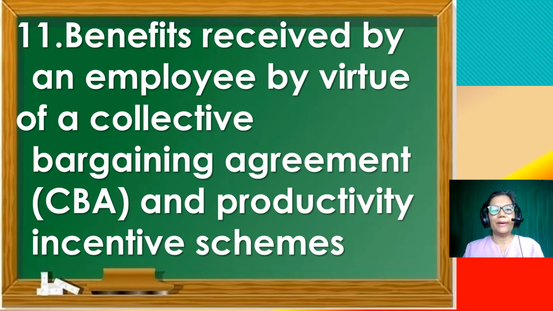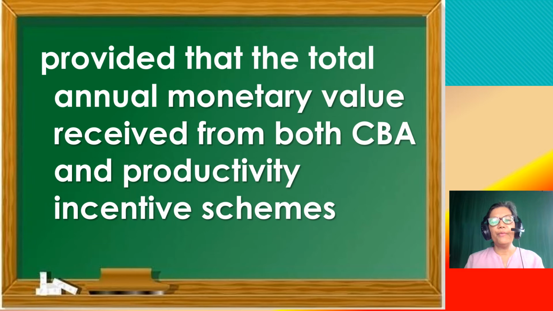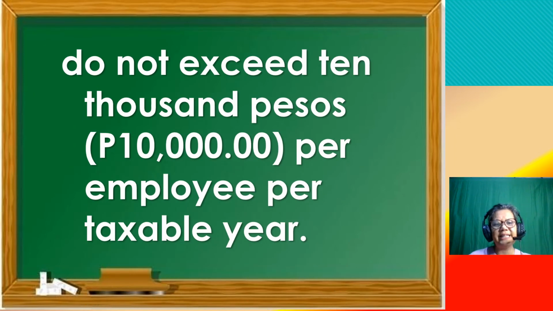The last item is benefits received by an employee by virtue of a collective bargaining agreement or CBA and productivity incentive schemes, provided that the total annual monetary value received from both CBA and productivity incentive schemes does not exceed 10,000 pesos per employee per taxable year.